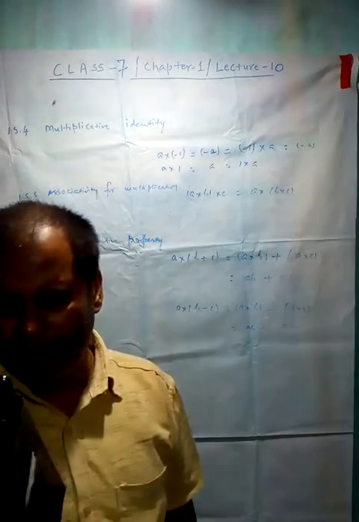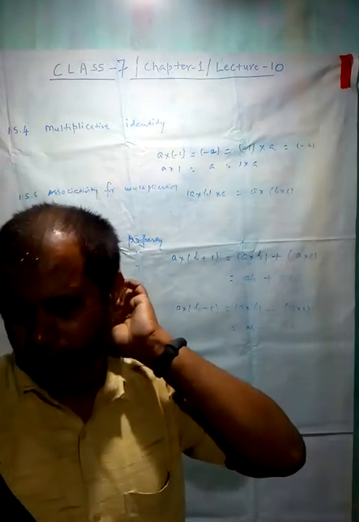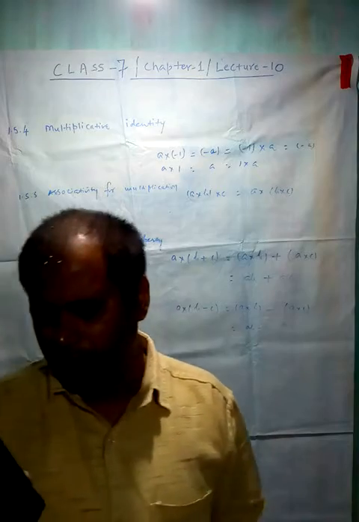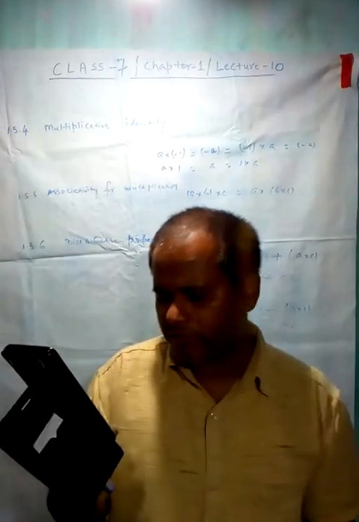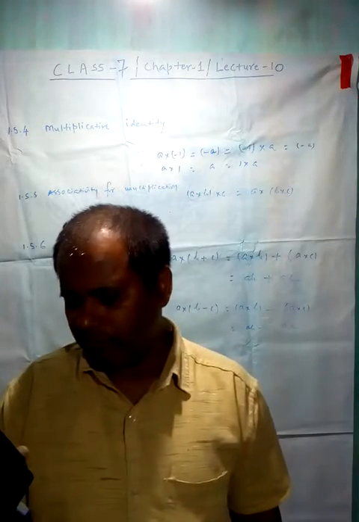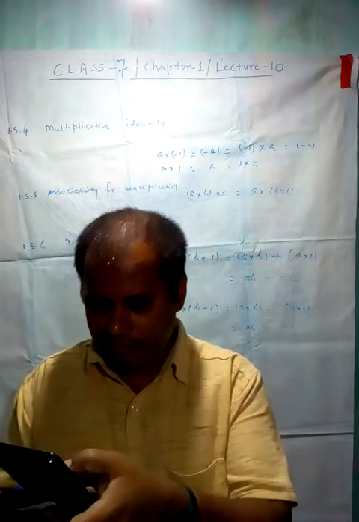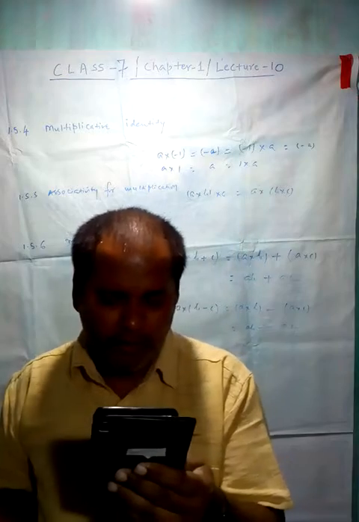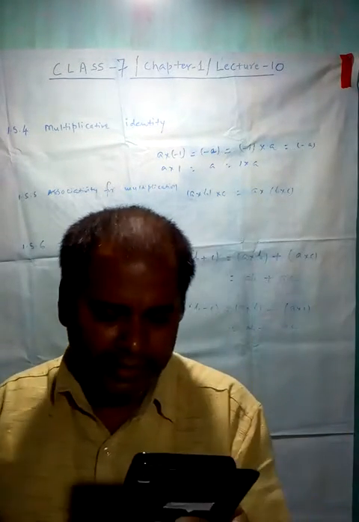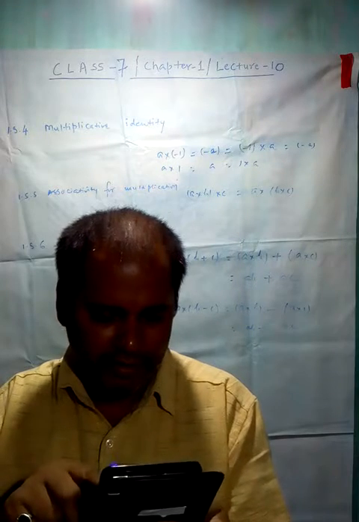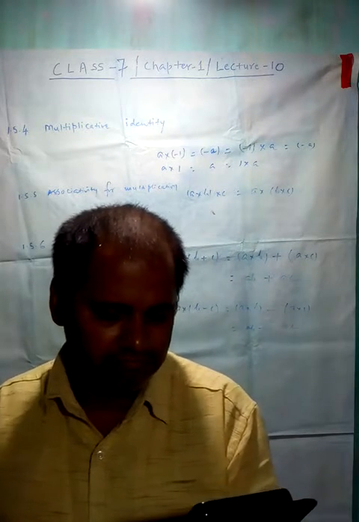Now, minus 3 into minus 1 is equal to 3. 3 into minus 1 is equal to minus 3. Minus 6 into minus 1 is equal to 6. Minus 1 into 13 is minus 13. Minus 1 into minus 25 is 25. 18 into minus 1 is equal to minus 18. What do you observe? Can we say minus 1 is the multiplicative identity of integers?